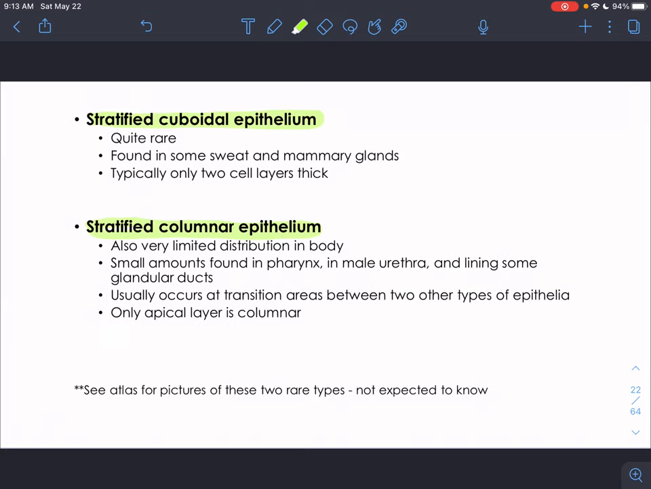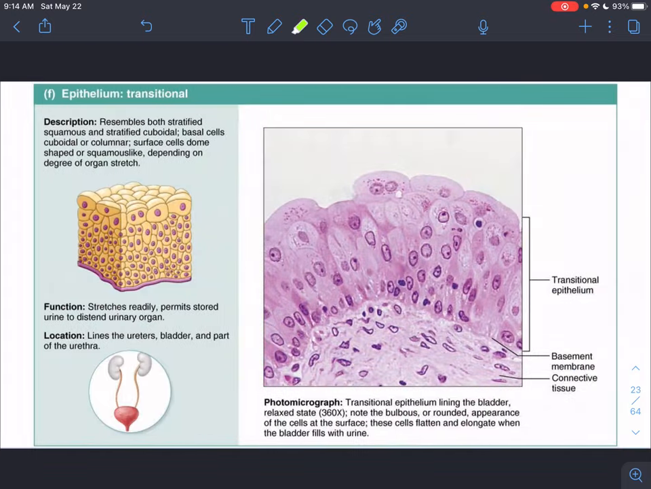Stratified cuboidal can be found in sweat and mammary glands, but it's typically only like 2 cell layers thick, so it's not super stratified. Your stratified columnar can be found, again, very rare, but in the pharynx, male urethra specifically, and lining some glandular ducts. Typically, it's at a transitional area between two other types of epithelial. Okay. So you're not expected to know those. There are images of them in the atlas of your text if you want to see what they look like.